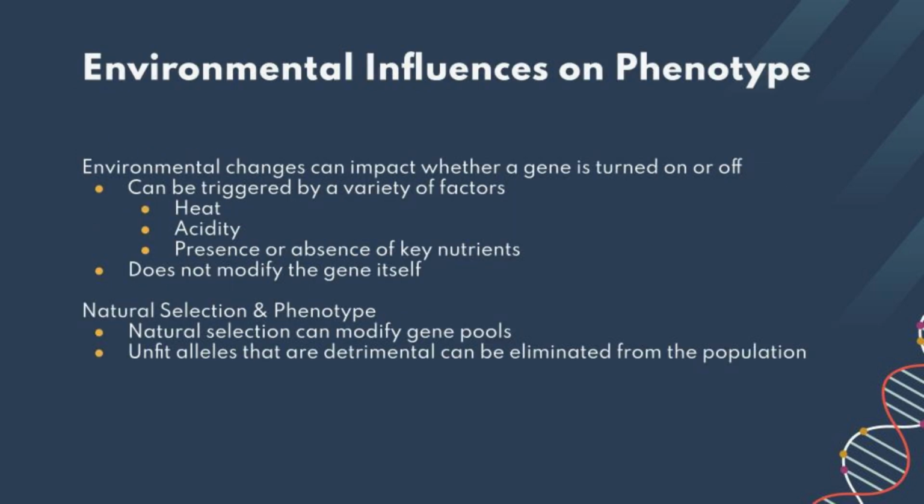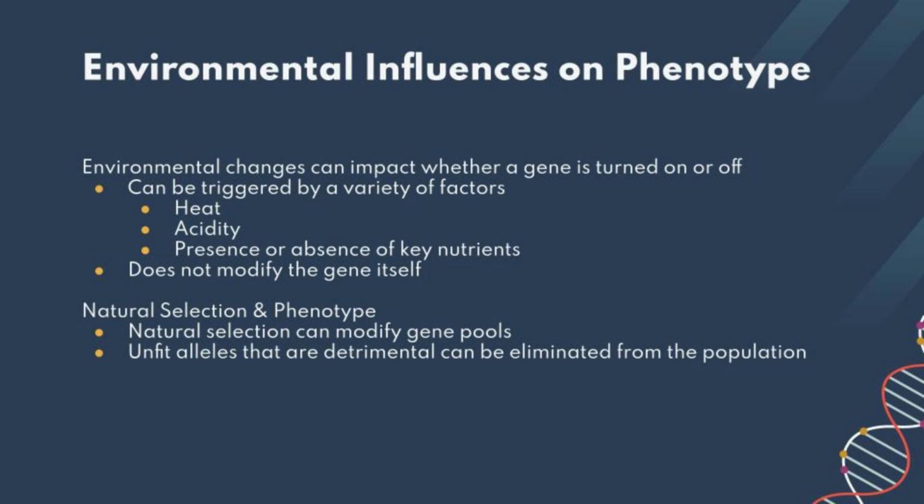Environmental influences have a couple of different things here. So some organisms have traits that can be triggered by heat or acidity or the presence or absence of key nutrients. So think of cats that have darker or lighter spots around the nose and ears. Same with rabbits. Those are areas that are typically colder than the rest of the body. So sometimes they'll have a trait where the fur color will be different based on that temperature. The one key thing to note here is that it does not actually modify the gene itself. It just activates or deactivates the gene in question.